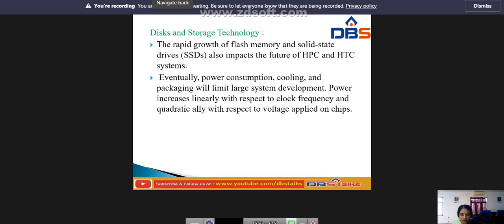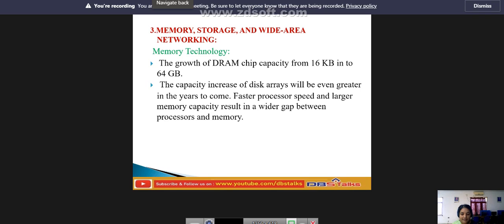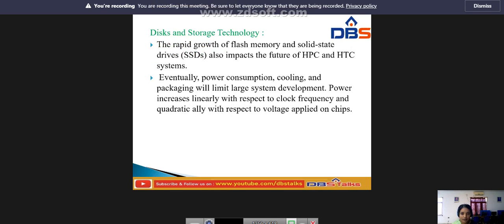This memory wall may become worse, a problem limiting CPU performance in future. Next, coming to disk and storage technology. The rapid growth of flash memory and solid state drives, SSDs, also impacts the future of HPC and HTC systems, and the lower curve shows the disk storage growth of 7 orders of magnitude in 33 years.